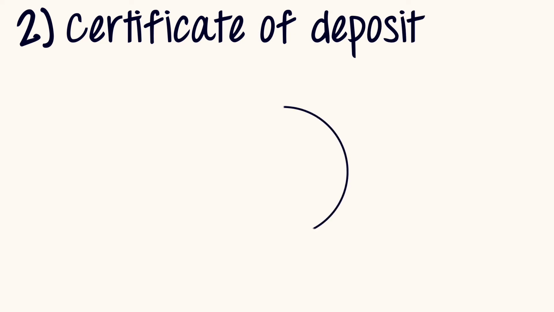The second type of money market instrument to know about is a certificate of deposit, or CDs for short. Put simply, they are tradable bank deposit accounts. They are issued by banks in return for deposited money and can be bought and sold in a similar way to shares. Let's take an example.